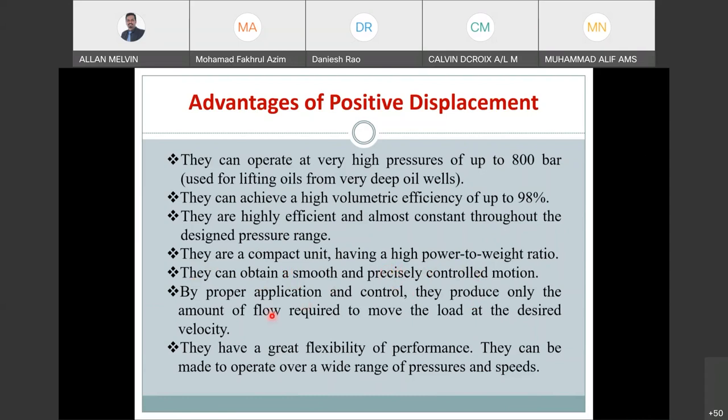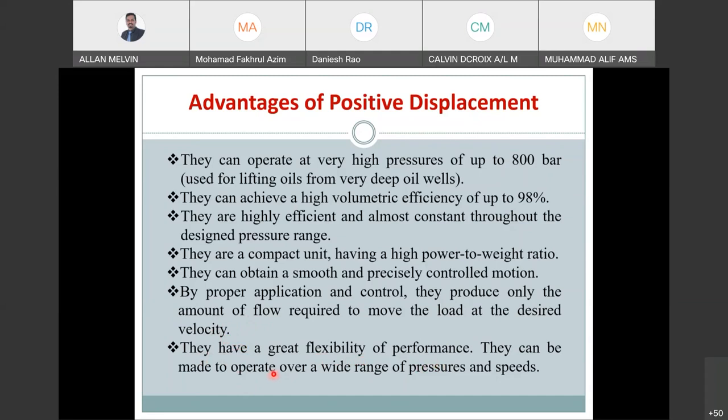By proper application and control, they produce only the amount of flow to move the load at the desired velocity. So by applying proper application and control, you can produce the required flow. For any operation, moving a load, you also can control the speed or the velocity of the load by controlling the flow. So you can control the flow rate. So many things can be done. They have a great flexibility of performance.